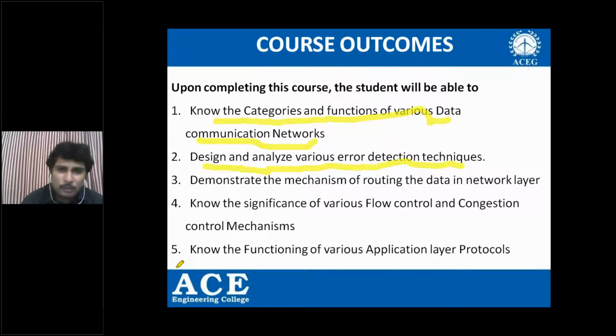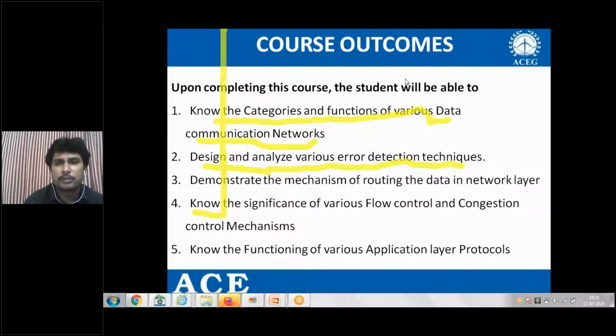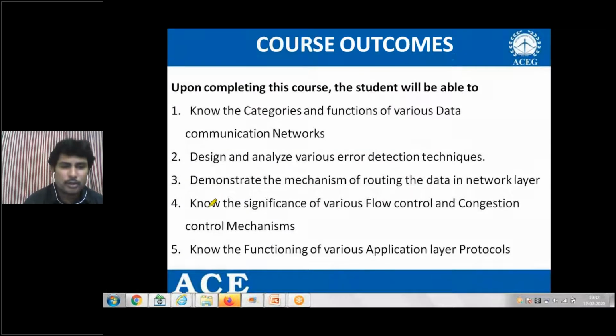To overcome that problem, we are going to implement something called flow control. So flow control ensures that the amount of data flown will be within the limit of sender and receiver, and there will be no overflow.